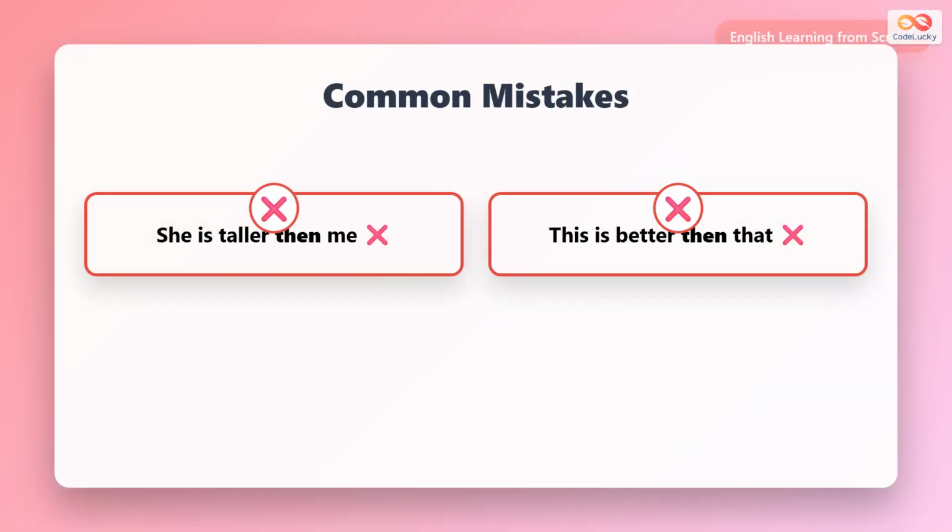Here are common mistakes students make. First mistake, saying she is taller then me. This is wrong because then refers to time, not comparison. Second mistake, saying this is better then that. Again, we cannot use then for comparisons. Always remember, use then for time and then for order, and use than for comparisons.